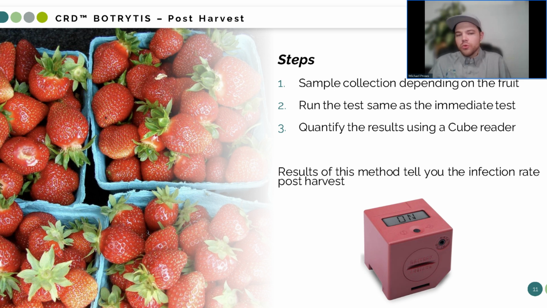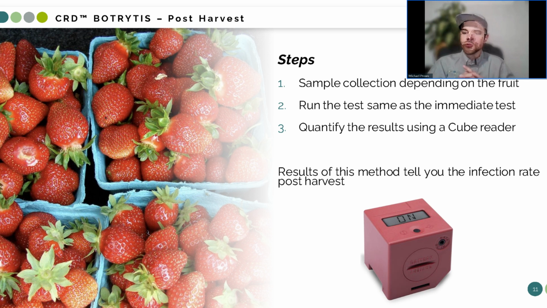So the next one is in post-harvest. So we have had some really cool results using this. You can set up a different protocol, which we're happy to help, and we calibrate your testing protocols with a reading on this cube reader. But it's quite simple. You take your samples off of your finished product after harvest. You run a series of immediate tests, and that tells you the infection level in your harvested crop.